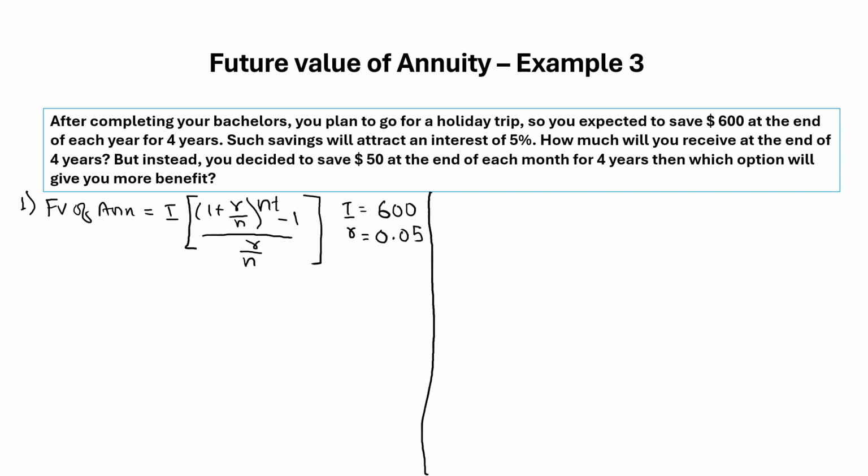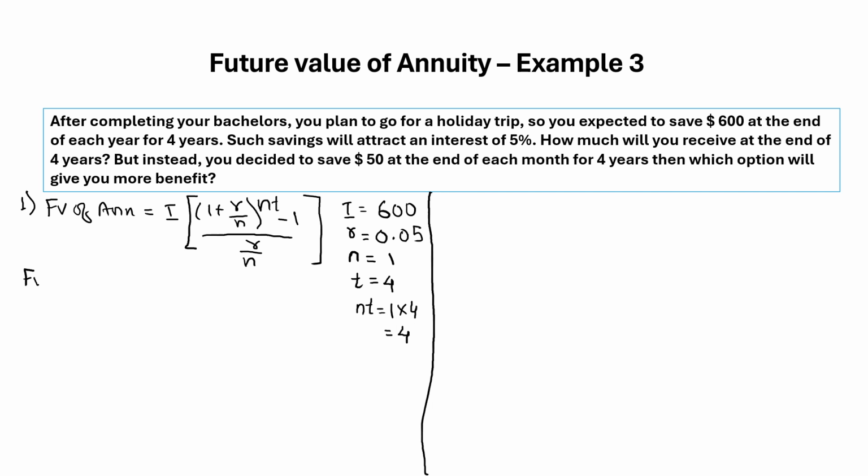Then what is the N? It is yearly. So option 1 it is given yearly. So N is 1. Then T. T is what? Time for 4 years. So now we will write NT. NT is what? N is 1. My T is 4. So my NT will become 4. Now we will substitute the values in the formula.